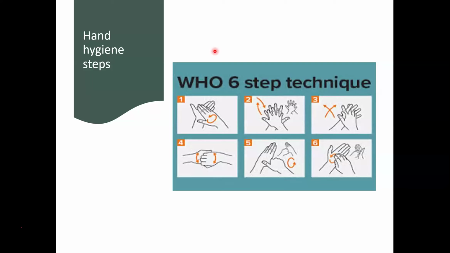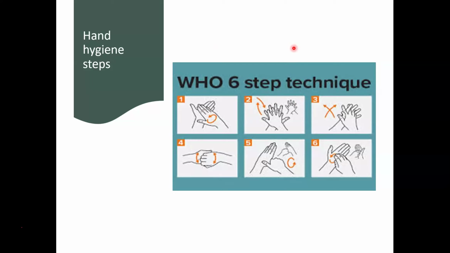30 seconds. Okay. Any other answer? 1 minute. Okay, good. So the correct answer is 1 minute. So hand hygiene should be for 1 minute, but in between patients, you use hand rub for 30 seconds, right? So the usual duration is 1 minute. So we have 6 steps. So in 60 seconds, we have to do each step for 10 seconds.